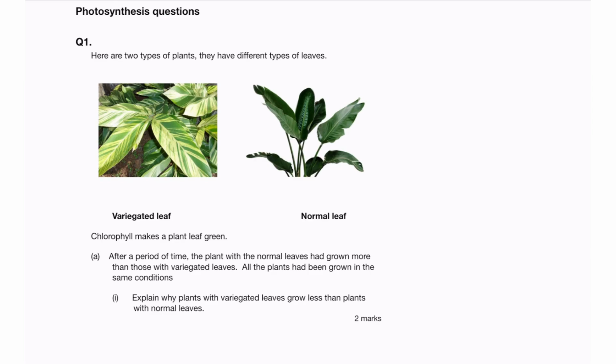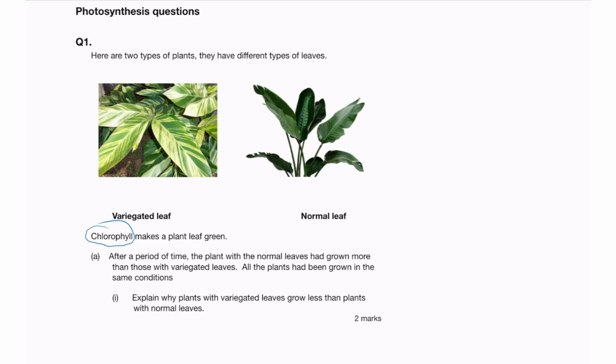Right, today this question here is about leaves. So you've got a question that says, here are two types of plants and they have different types of leaf. One is a variegated and one is a normal leaf. The variegated leaf means that it's got two different colours, okay? And you can see that one is a darker green than the other. Chlorophyll makes a plant leaf green. They've given you a key bit of information here that is really, really important.